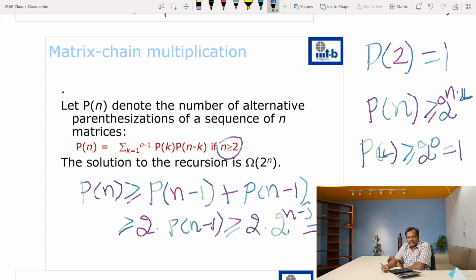Which essentially means that if you apply the brute force algorithm to figure out all the ways in which we can multiply the matrices, then the number of steps involved is at least 2 to the power n minus 2. So, the brute force way of finding the best way to multiply n matrices has an exponential lower bound, it is an exponential time algorithm. For example, if there are 100 matrices given to us, this particular algorithm cannot be used.